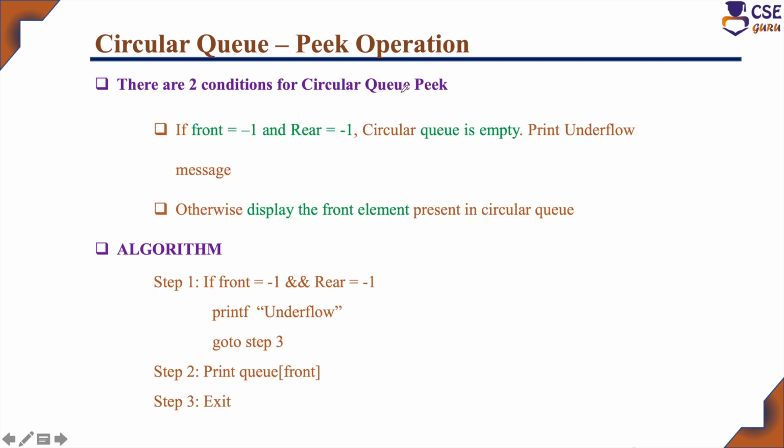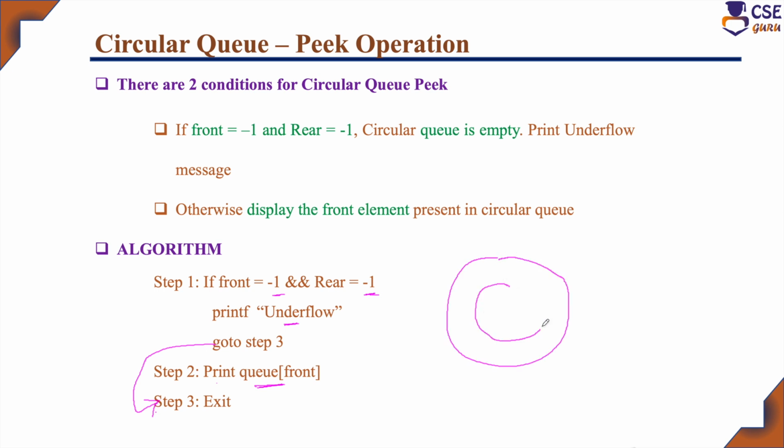Next is circular queue peek or front operation. Just it will check and display the front element in the circular queue. Okay. So to implement the peek operation, you need to check the condition whether front and rear is -1. If the condition is true, the queue is empty, you cannot implement peek operation. Otherwise, display the front element. That's it. Okay. So here in the algorithm, if front is -1 and rear is -1, it will return the underflow message and then it will exit. Otherwise, it will print the front element in the queue.